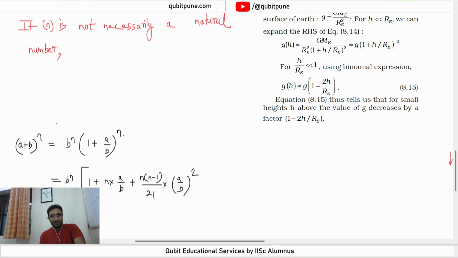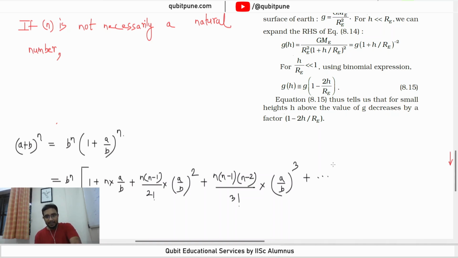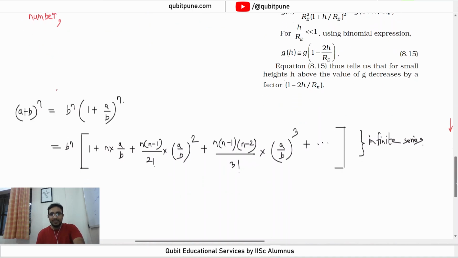We continue to write this by using the formula. That nCr formula is there, but we can't use nCr here because n is not necessarily a natural number. Upon 3 factorial into a by b raised to 3, and so on. It is never going to end, so this is called an infinite series, and we use binomial approximation.